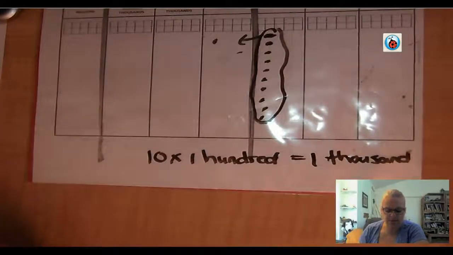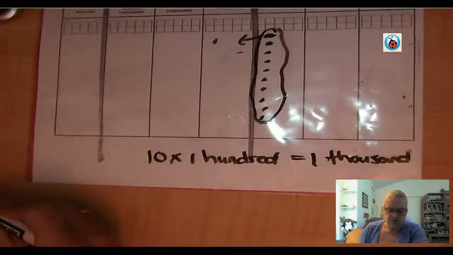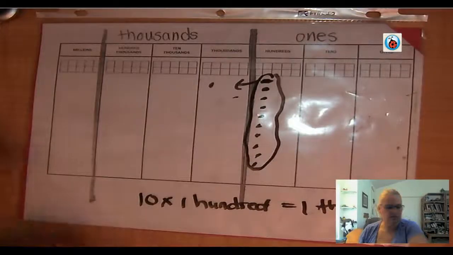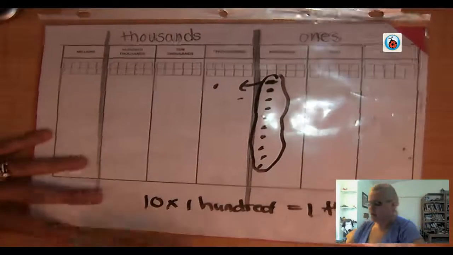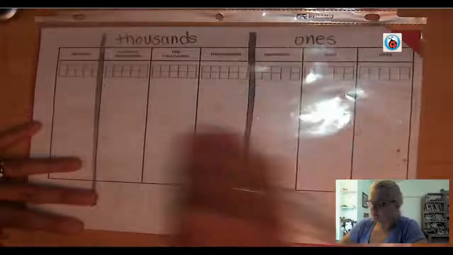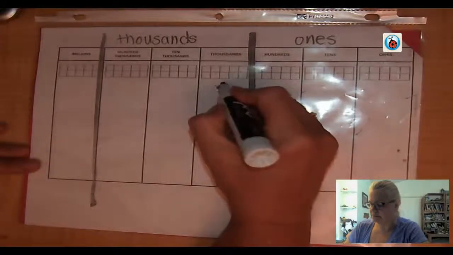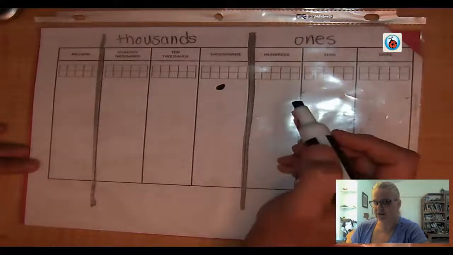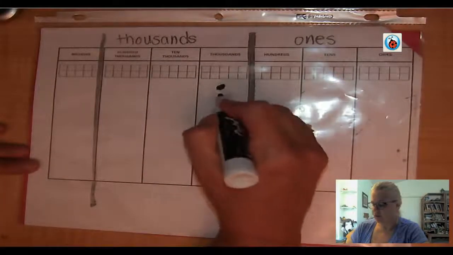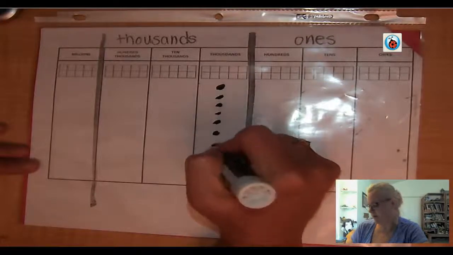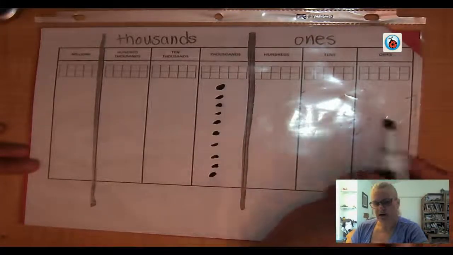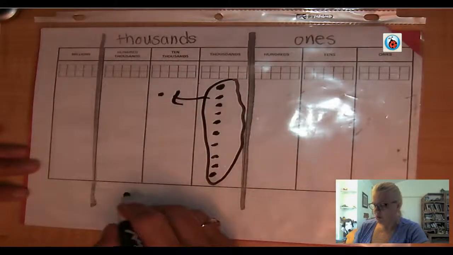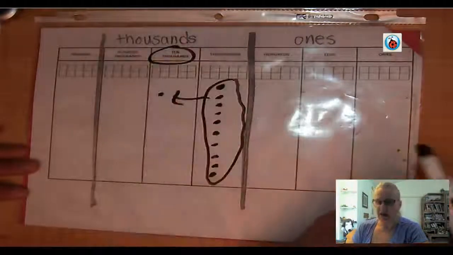Alright, so now, I'm going to erase this, and I'm going to put 1,000. What do you think we're going to get if we multiply 1,000 times 10? So we get 1, 2, 3, 4, 5, 6, 7, 8, 9, 10. And we multiply this by 10, and we move it over, we get 10,000.